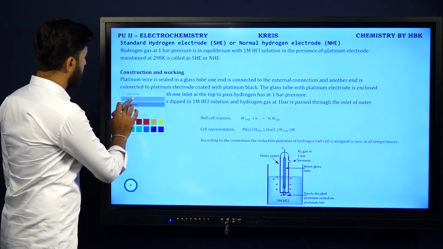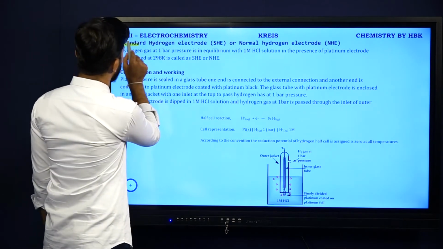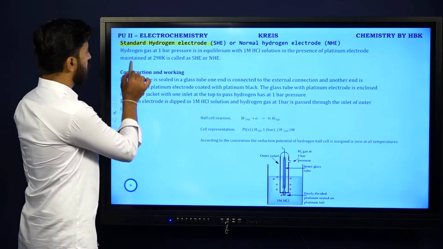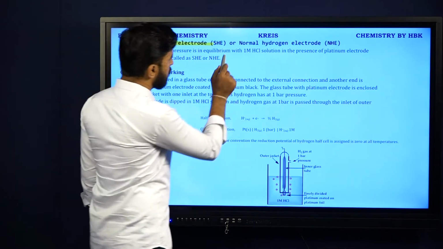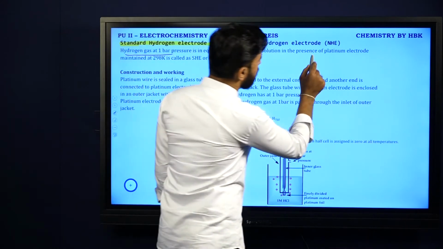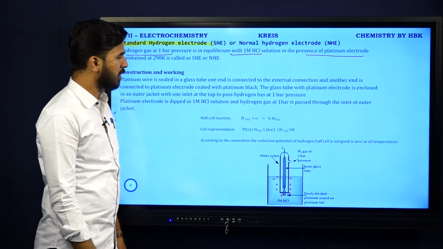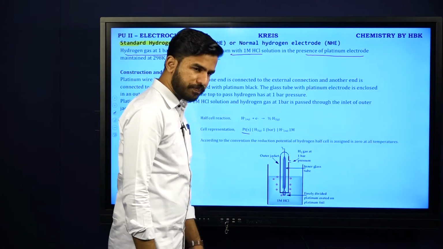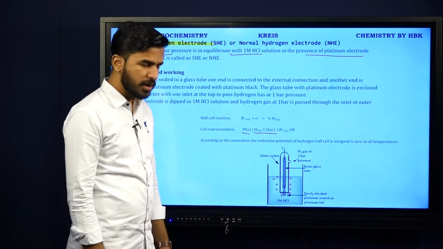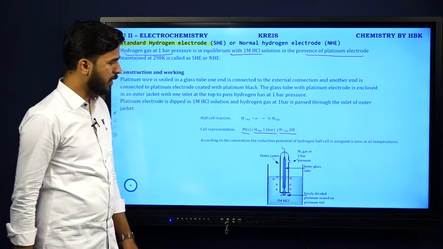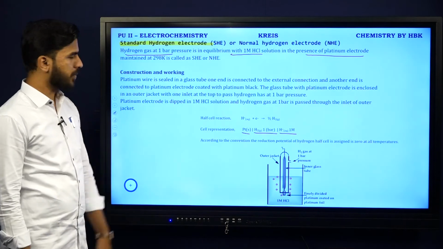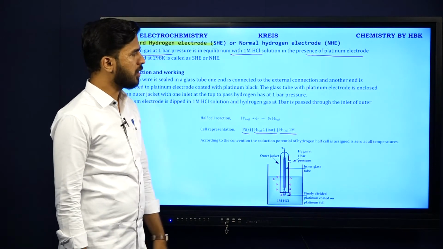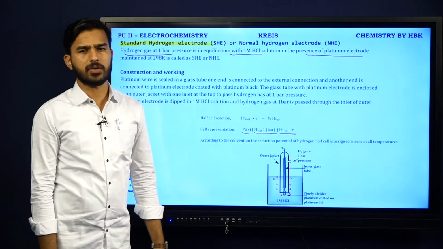Next, one important 3-mark or 2-mark question can be asked, that is the standard hydrogen electrode, SHE. So what is a standard hydrogen electrode? Hydrogen gas at 1 bar pressure in equilibrium with 1 molar HCl solution in the presence of a platinum electrode is called the standard hydrogen electrode. This is the complete definition; the simple cell representation is a platinum electrode in 1 bar hydrogen gas, in contact with 1 molar HCl solution.